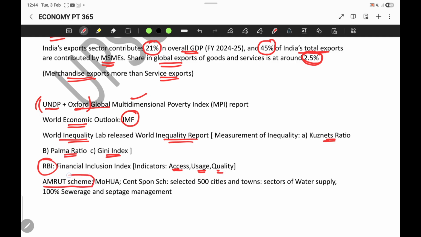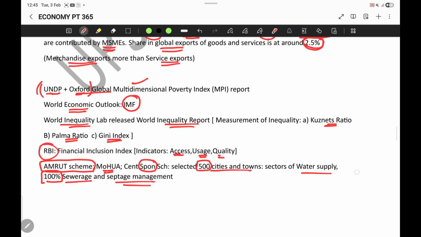Amrut scheme comes under the Ministry of Housing and Urban Affairs. It's a centrally sponsored scheme. Remember this, this change will always be asked. It is a centrally sponsored scheme covering 500 cities and towns and sectors of water supply, 100% sewage and septic management. This is the main focus of the scheme.